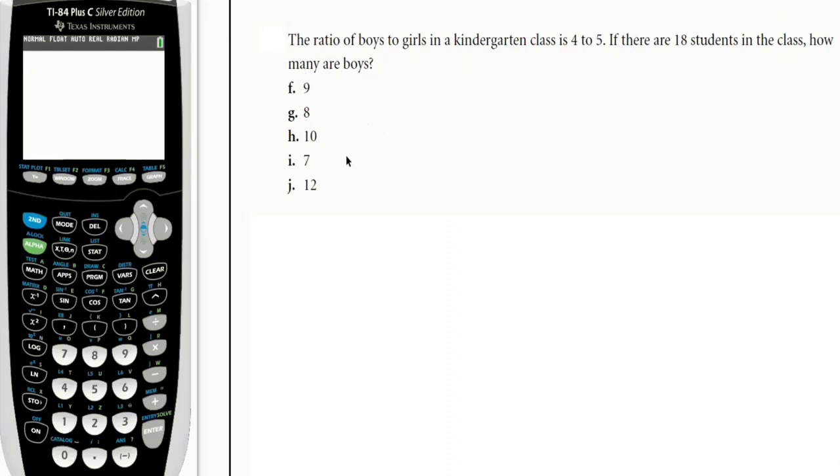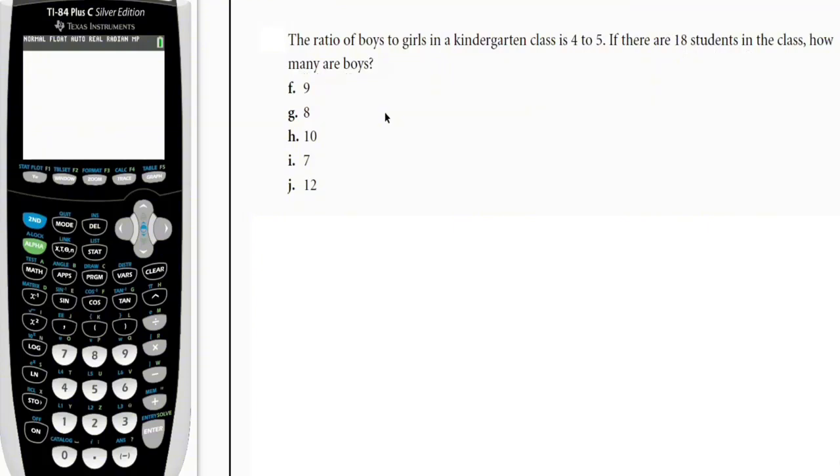Now guys, this question is straightforward. You don't need to store any value in the calculator and you don't need to use the calculator to do it. So firstly, you need to add 4 and 5 to get the sum of the ratios, which will give us 9 when you add. If there are 18 students in the class, how many are boys?